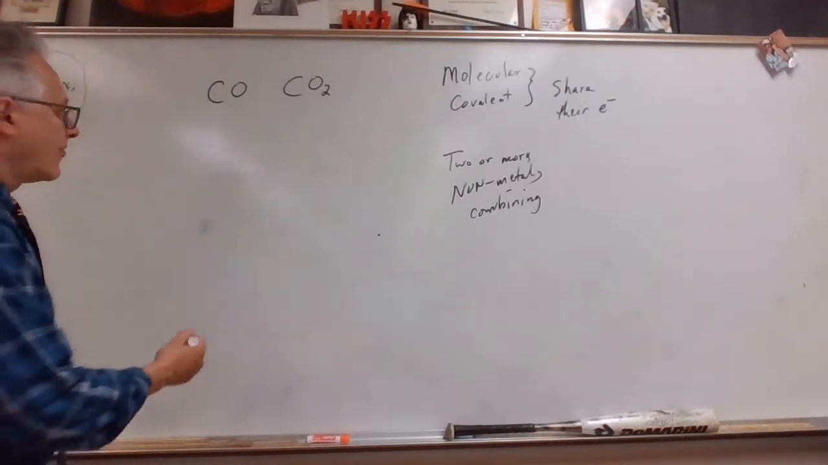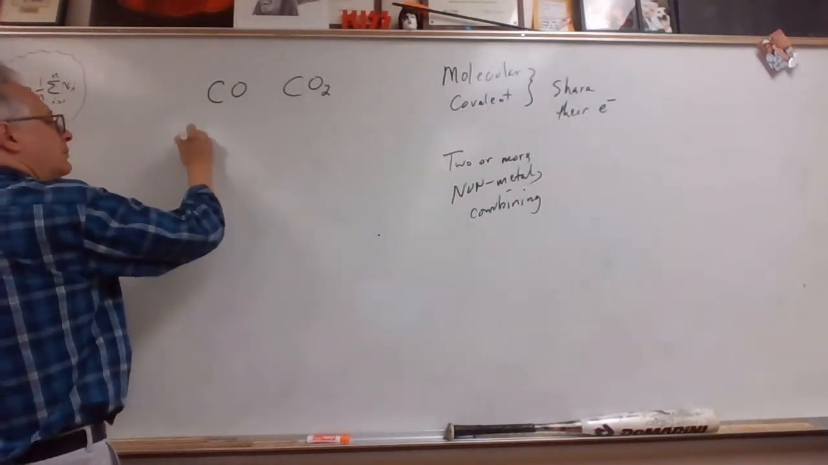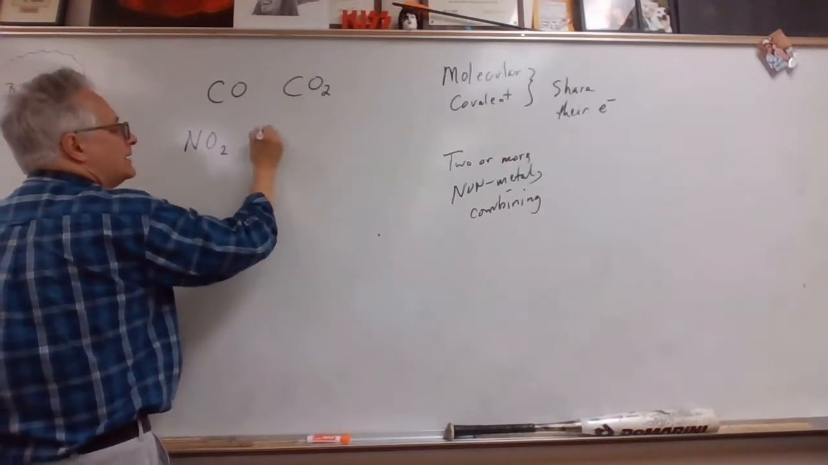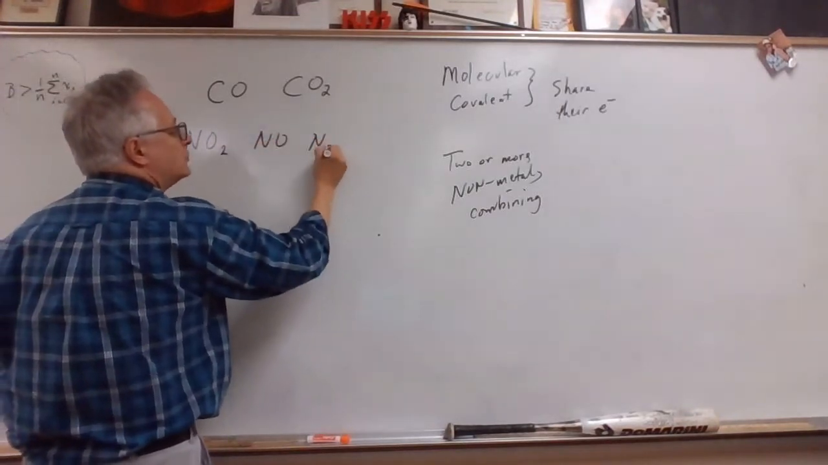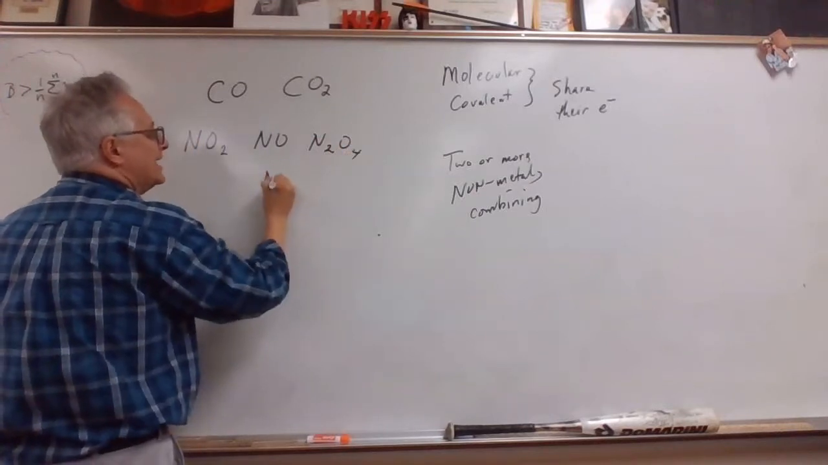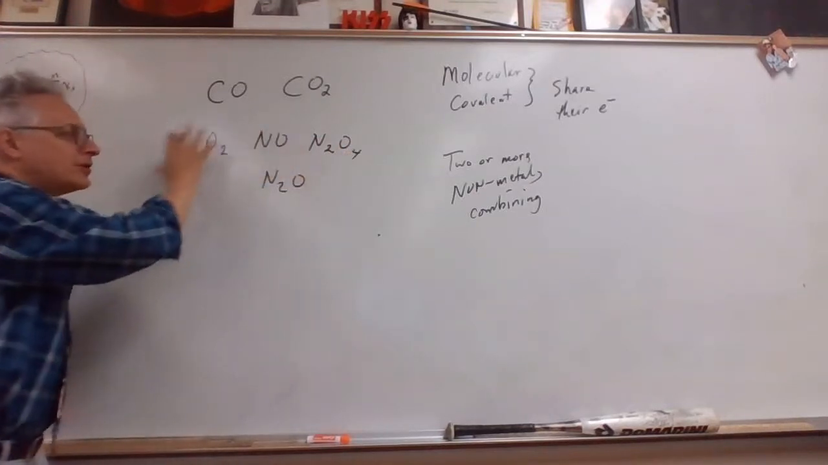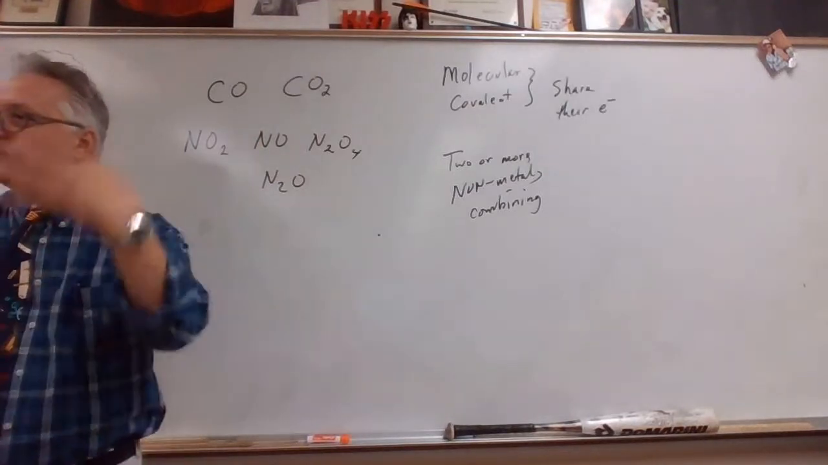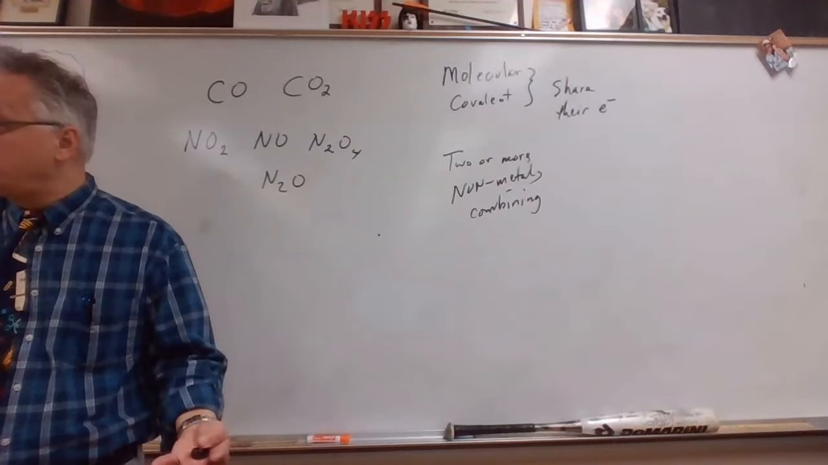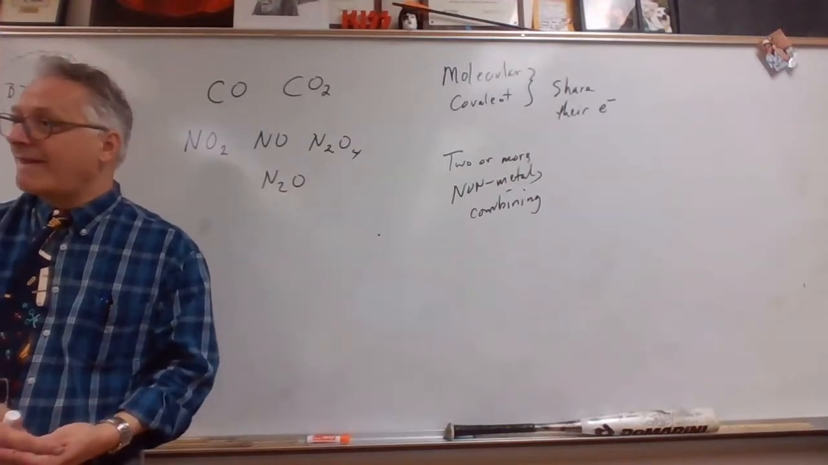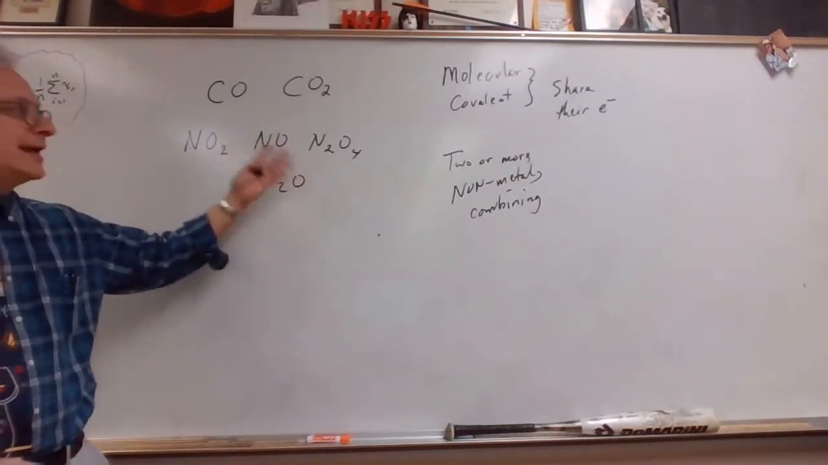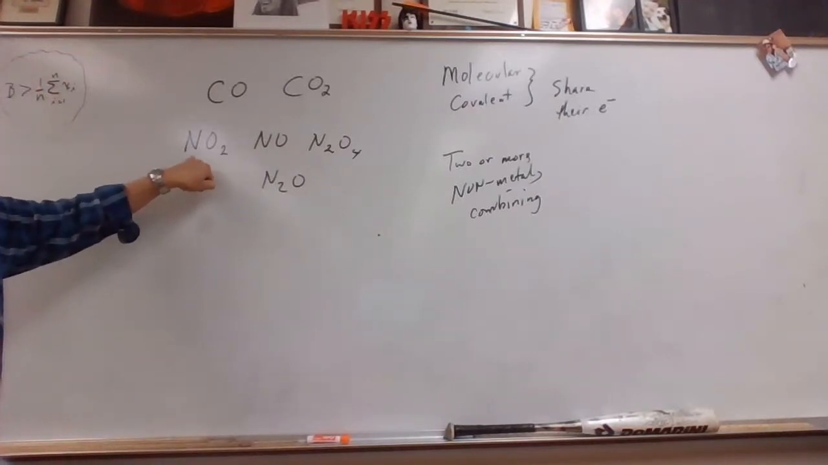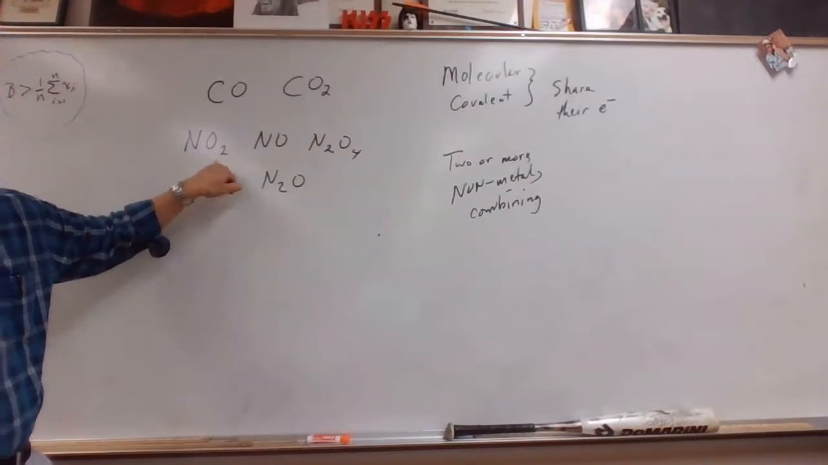I'll show you some others. I could have, for example, NO2, NO, N2O4, N2O. These are all different molecular compounds with different ratios of nitrogens and oxygens. So we need to learn how to name these. But please keep in your mind, nitrogen is a nonmetal and oxygen is a nonmetal.